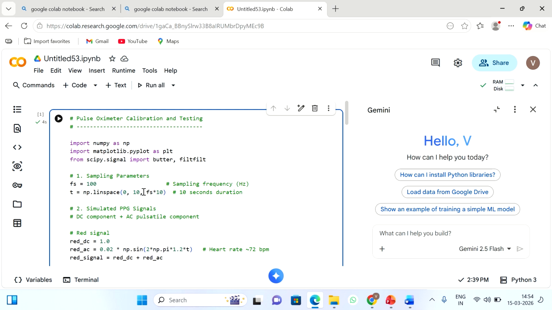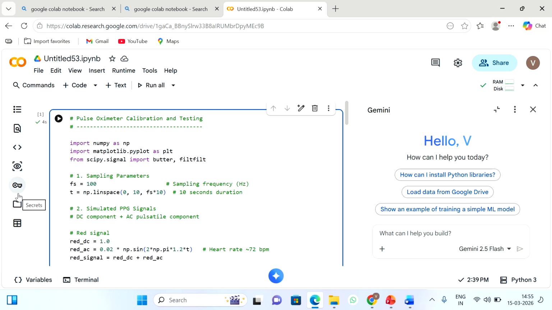Next one, we will simulate the PPG signals, DC component plus AC component, that's all. It is for red plus infrared, both signals are applicable. So red DC signal, we assume that it is 1, and then red AC signal, since it is a sinusoidal waveform, we will take the amplitude of 0.02 and sine 2 pi.